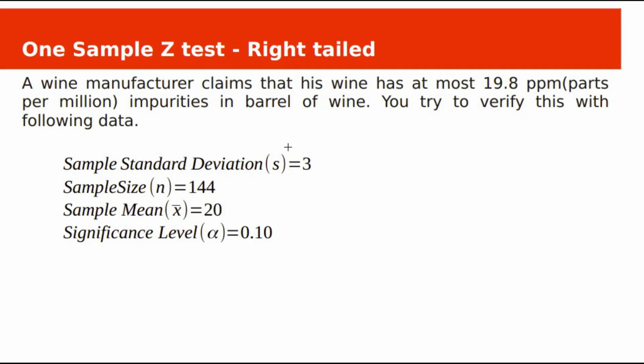Let's see one more example. The wine manufacturer claims that his wine has at most 19.8 ppm impurities in a barrel of wine. You try to verify this with the following data. Here the sample standard deviation S is 3, the sample size is 144, and the sample mean is 20 ppm, and we need to test this hypothesis at alpha 0.10, which means a 90% confidence level.